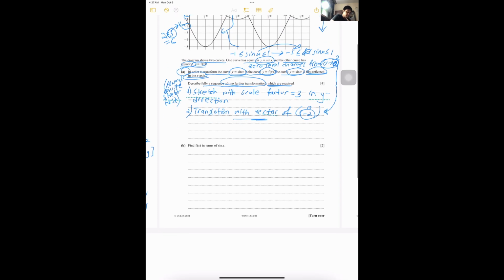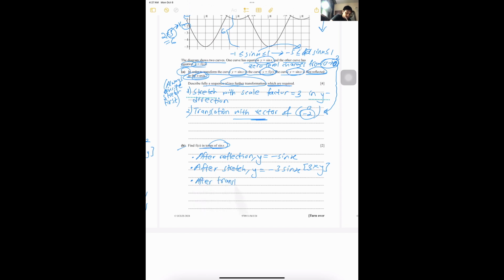Let's move to part B. Find f(x) in terms of x. So after reflection, y equal to sin x has become y equal to minus sin x because it is on the x-axis. So by our theory, the y value will be negative. So that is 1. 2. After stretch, y becomes -3 sin x. So in the y direction, we will multiply 3 into the y, right? 3 into the y.